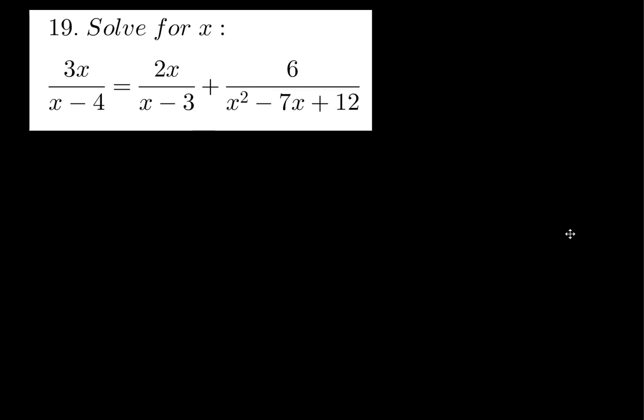Number 19 is a challenge. You should pause it and try to solve it. We have 3 challenges here. First, look at the denominator here. x minus 4, x minus 3, and what is here we don't know. So we have to see what are the factors here also. So we dive into that and try to find those factors.